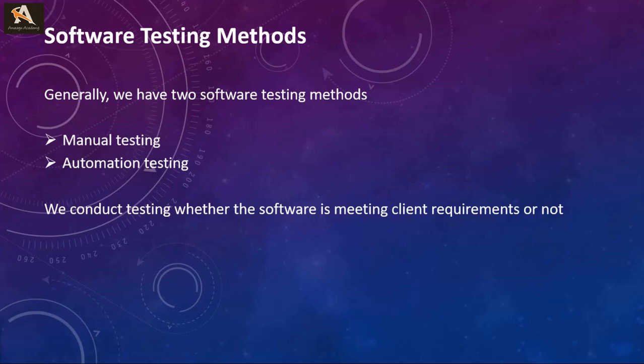Software testing methods. Generally, we have two testing methods. One is manual testing and another one is automation testing. We conduct testing to check whether the software is meeting client requirements or not.